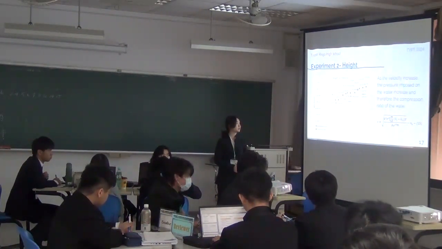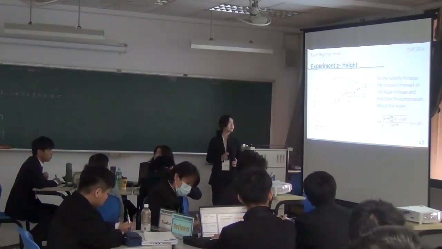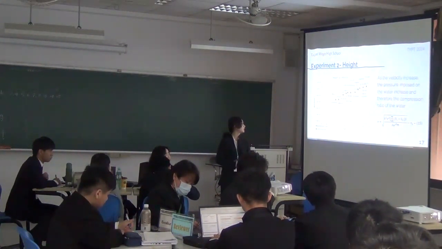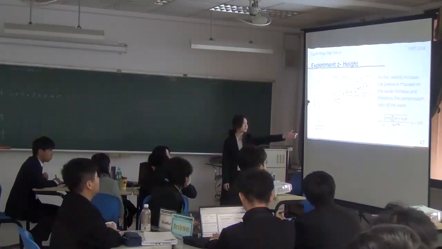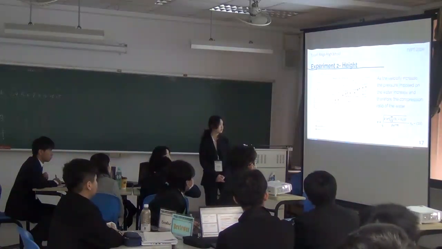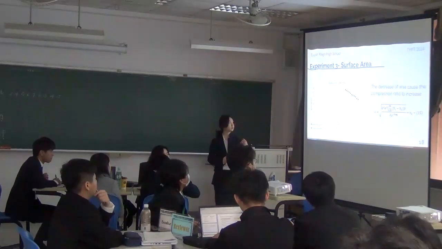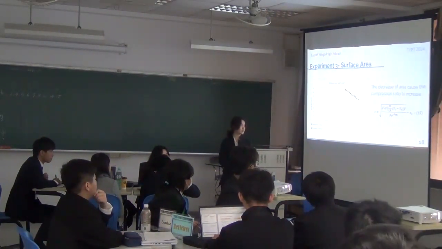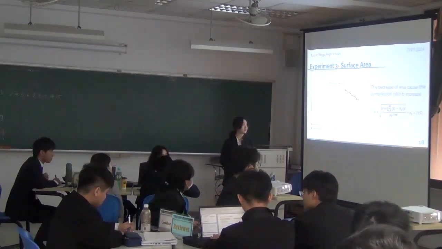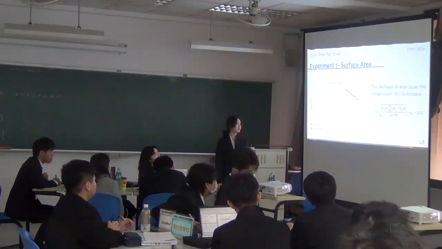And in experiment 2, we can see that as the velocity increases, the pressure imposed on water increases, and therefore the compression ratio of the water can be seen in the equation given on the slide. And then we did an experiment on the surface area of the container. We can see that the decrease of surface area caused the compression ratio to decrease. And the experiment results align with our theoretical value.